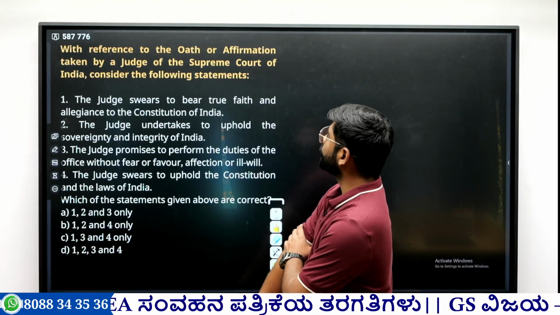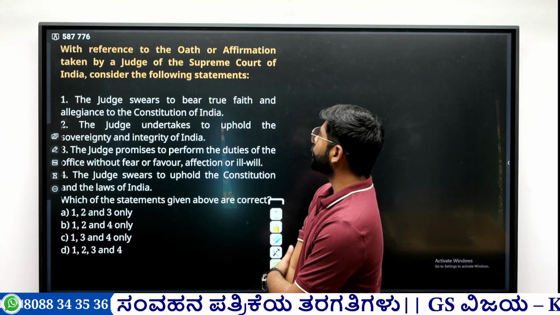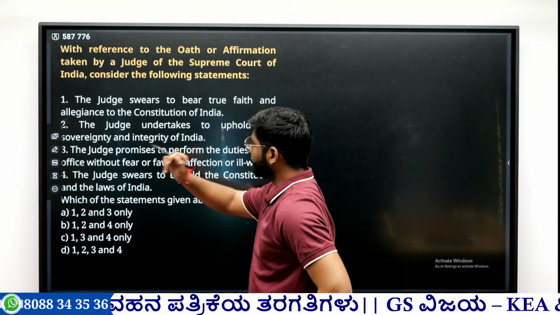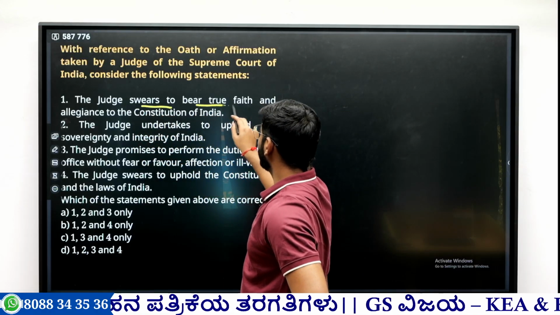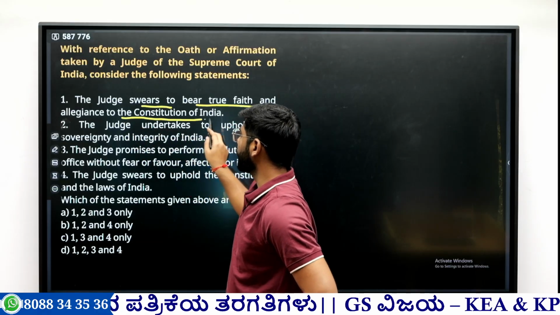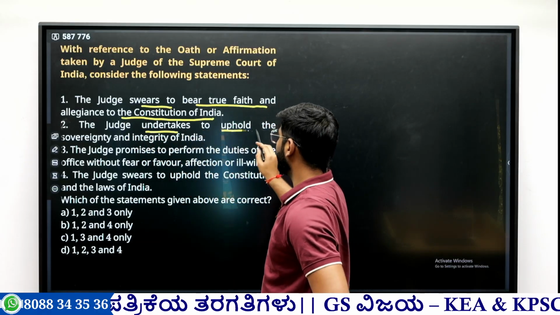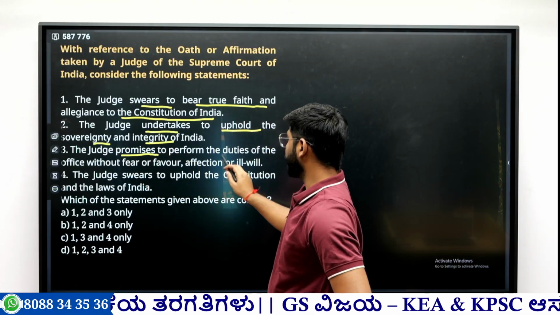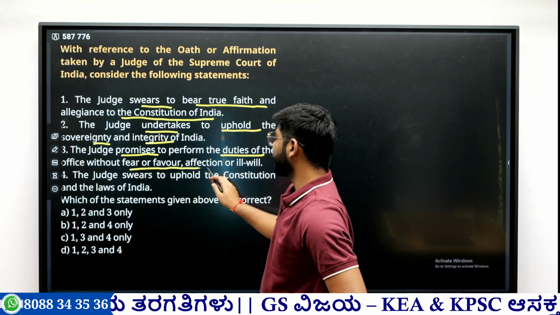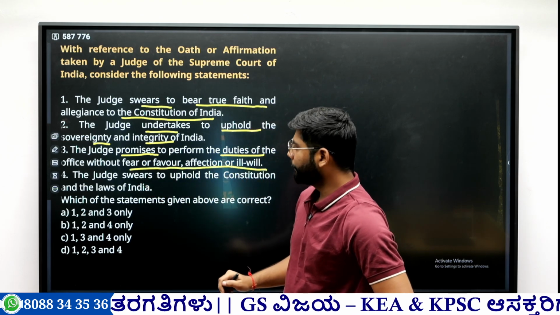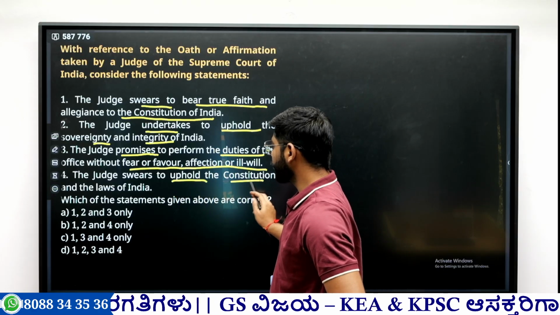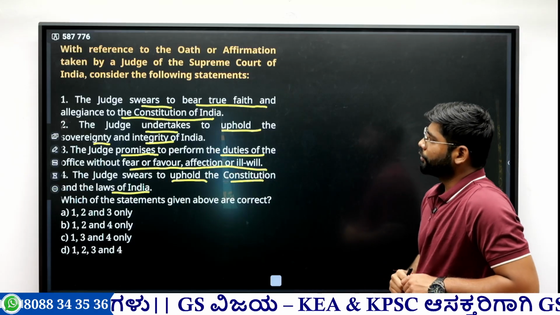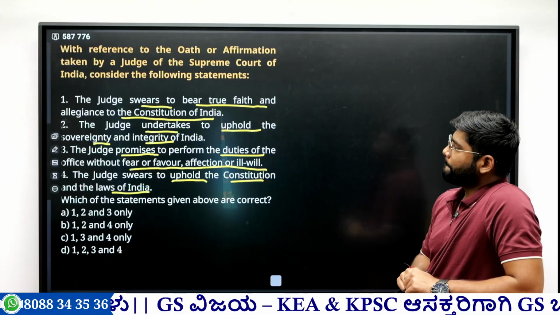Then this one: with reference to the oath and affirmation taken by the judges of the Supreme Court of India, consider the following statements. The first statement says the judge swears to bear true faith and allegiance to the Constitution of India. Then the judge undertakes to uphold the sovereignty and integrity of India. The judge promises to perform the duties of office without fear, favor, affection, or ill will. Then the judge swears to uphold the Constitution and the law of India. Let me know which one is correct here.